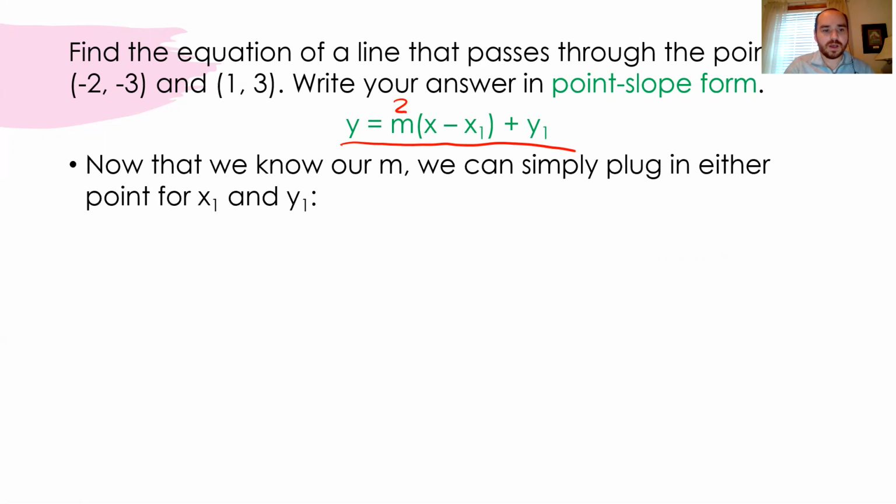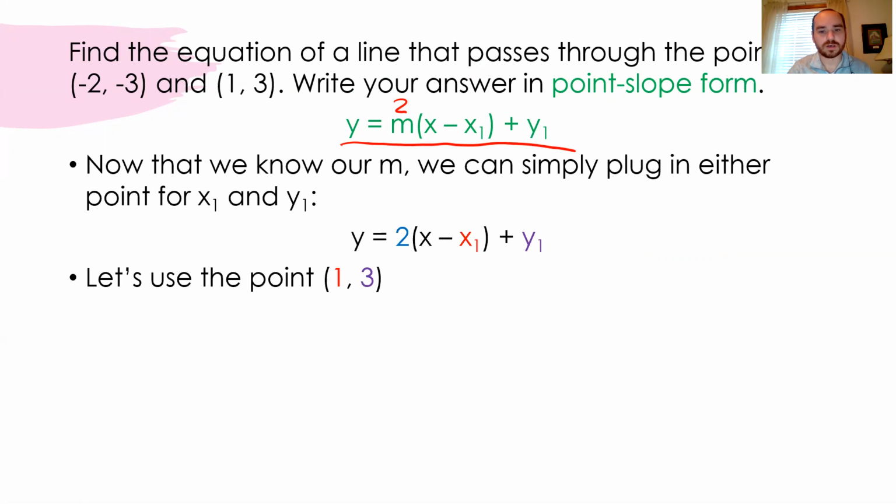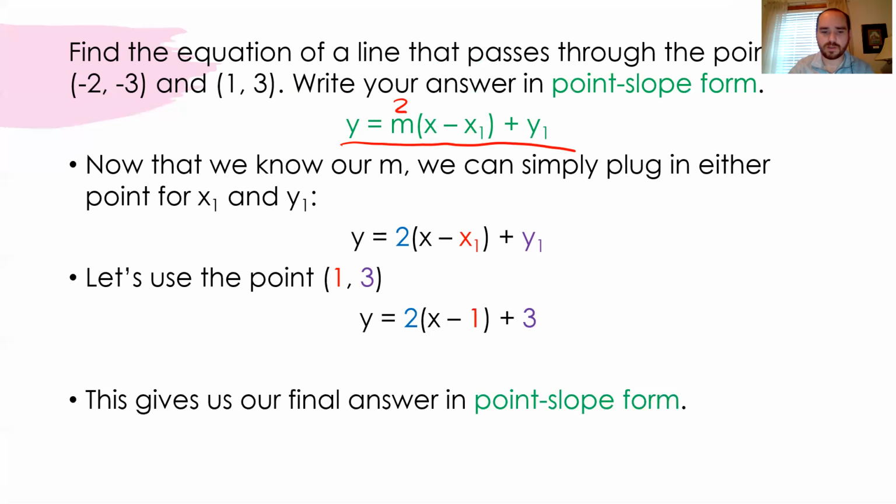And then we can pick either point to represent x1 and y1. In this case, we're going to use (1, 3). And so that looks like this. We get y equals 2 times (x minus 1) plus 3. And this is our final answer in point-slope form. This is done. So if you're asked for point-slope form, this is as far as you have to go.